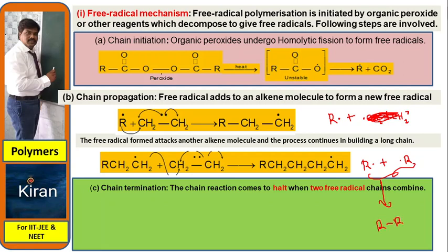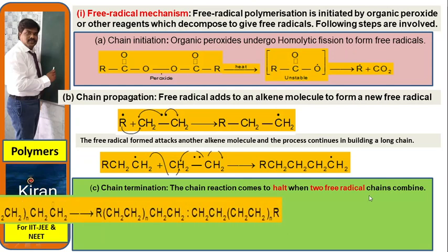What will happen while combining these two? An R-R bond will form. There is no bond that is going to be formed again, so the bond is closed. So to terminate, to close the chain, you have to add a free radical. No need to add the neutral molecule. That is the reason I have given this sentence: the chain reaction comes to a halt when two free radical chains combine. One free radical combined with another free radical chain, then the chain is entirely closed like this.